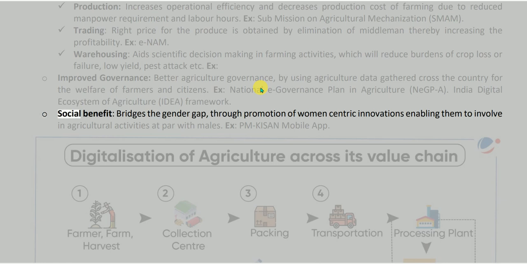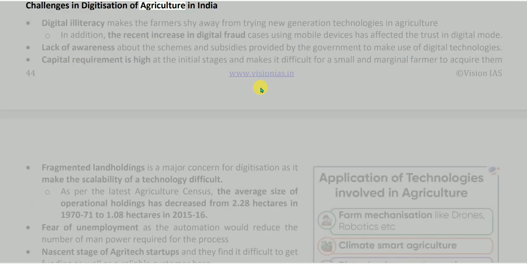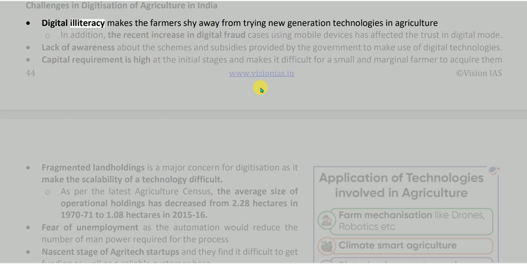Social benefit: bridges the gender gap through promotion of women-centric innovations, enabling them to be involved in agricultural activities at par with males. PM Kisan mobile app. Challenges in digitization of agriculture in India. Digital illiteracy makes the farmers shy away from trying new generation technologies in agriculture.